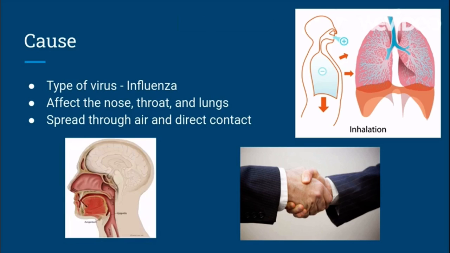First off, the type of virus that it is, as previously stated, influenza. It affects the nose, throat, lungs, and many other things, but those are the main three. It spreads through air and direct contact. Examples of air would be coughs and sneezes, and examples of direct contact would be handshakes and hugs.